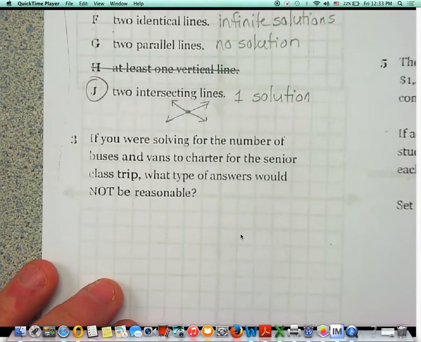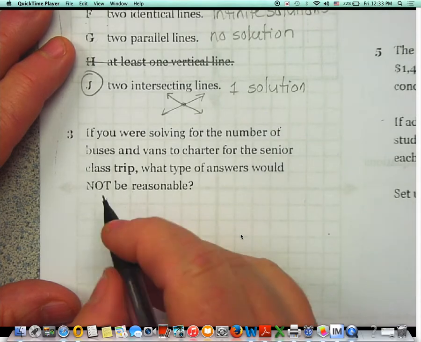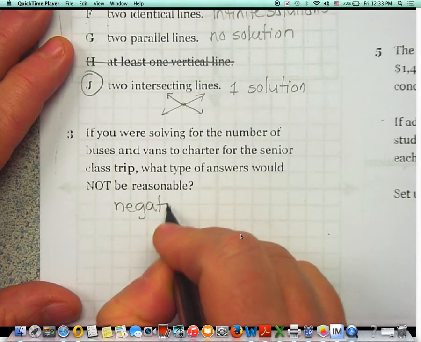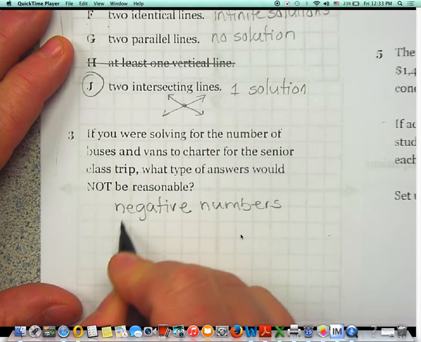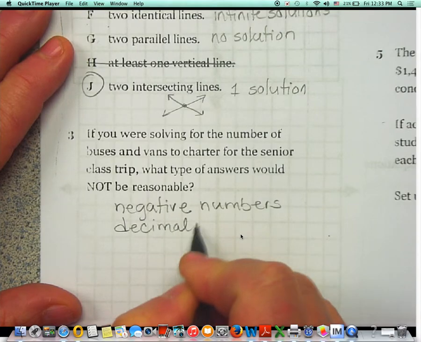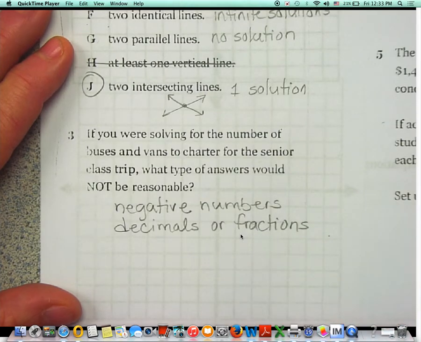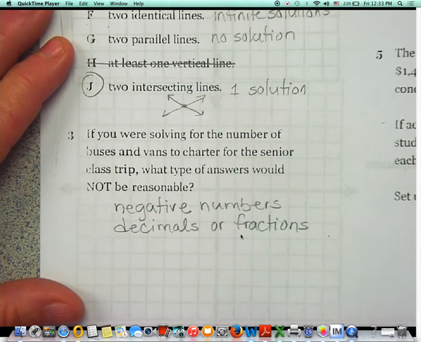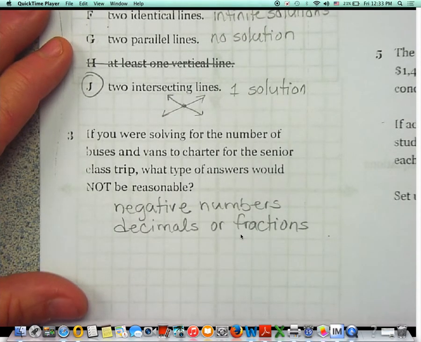Okay, number 3. If you were solving for the number of buses and vans to charter for the senior class trip, what type of answers would not be reasonable? In other words, we can't have negative vans or buses, so negative numbers would not be reasonable. Other numbers that would not be reasonable would be decimals or fractions, because you can't have half a bus or a third of a bus. So what would be reasonable would be positive whole numbers, like 0. We could have 0, 1, 2, 3, etc.